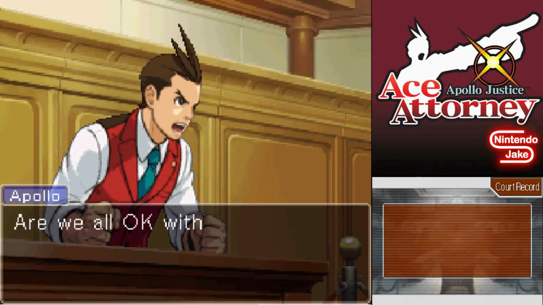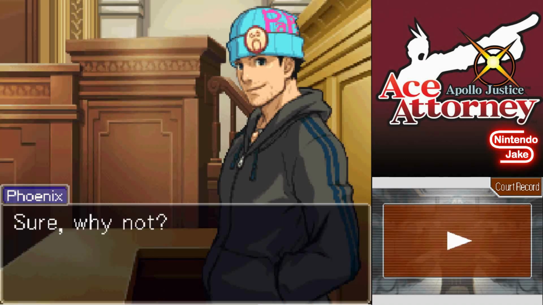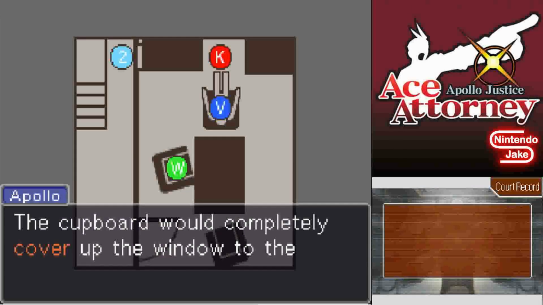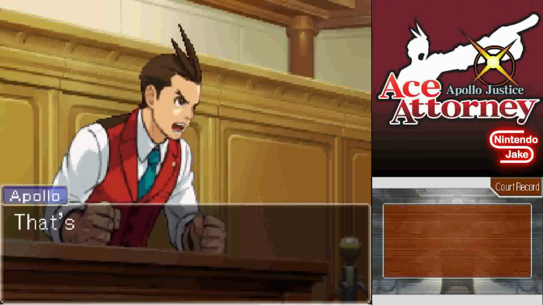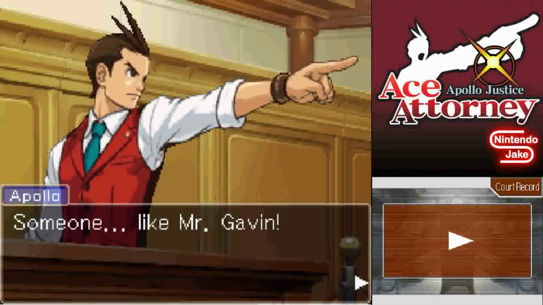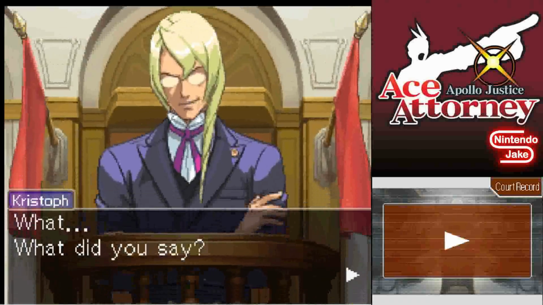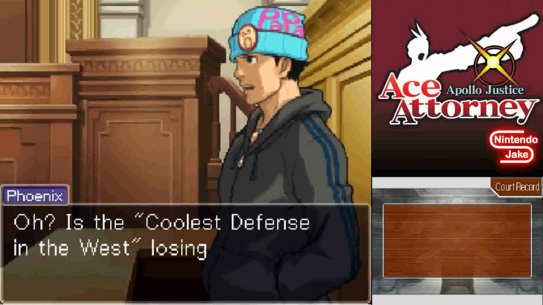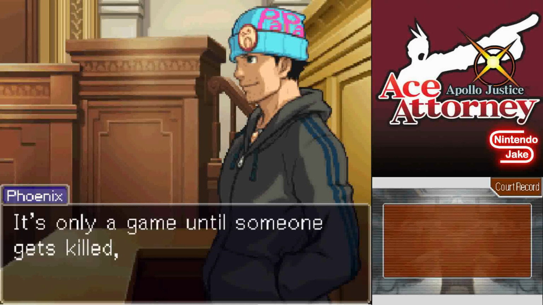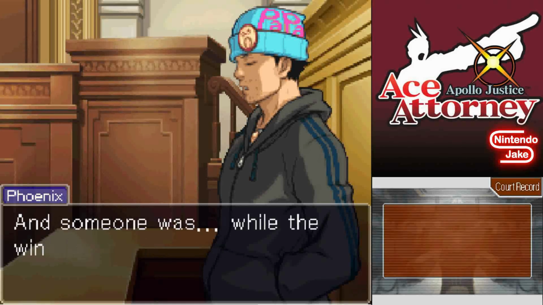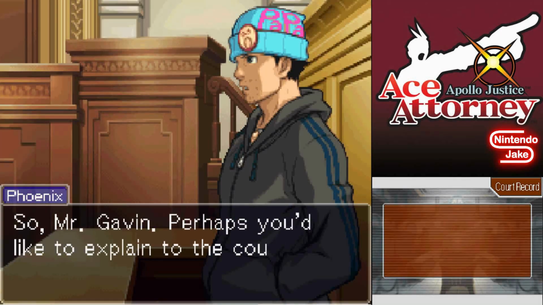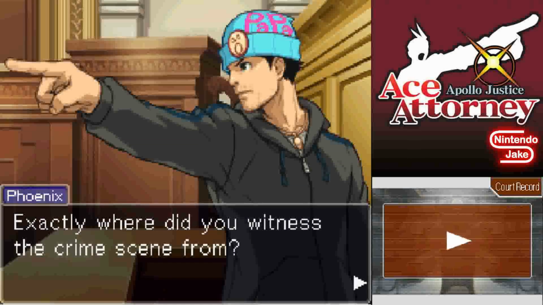About this cupboard. Are we all okay with assuming it was moved? Sure, why not? Well, if it was, something really doesn't fit. The cupboard would completely cover the window to the stairs. That's right. Someone standing outside wouldn't be able to see in. Someone like Mr. Gavin. What did you say? Oh, is the coolest defense in the West losing his cool? Don't expect me to play along with your little game. It's only a game until someone gets killed, Mr. Gavin. The window of that room was blocked by a cupboard. So, Mr. Gavin, perhaps you'd like to explain to the court exactly where you witnessed this crime scene from?